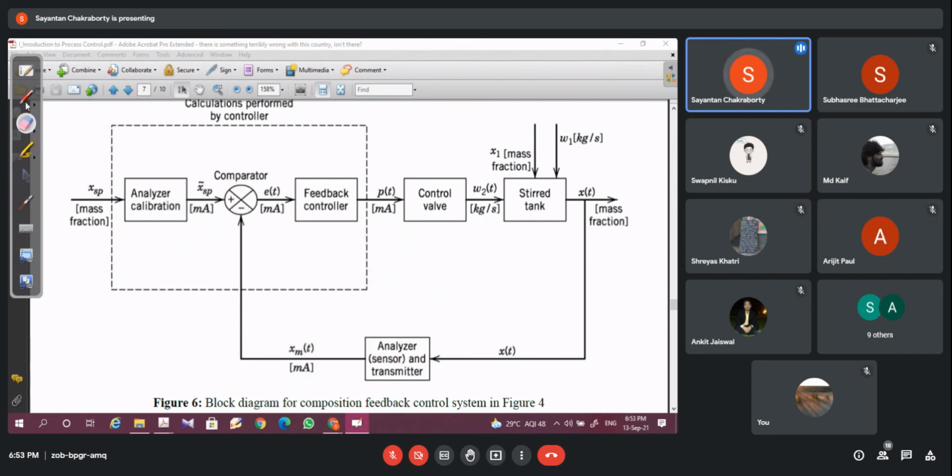What is a part of the control and what is not. What are the components of the control part, what are the signals associated with the control part, and what are the signals associated with the physical system or the process itself, right?